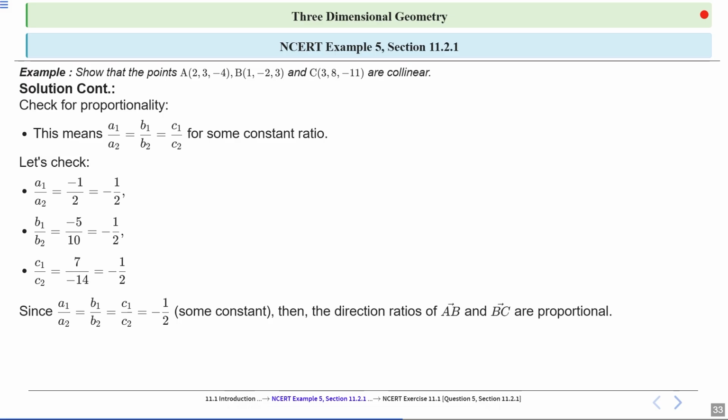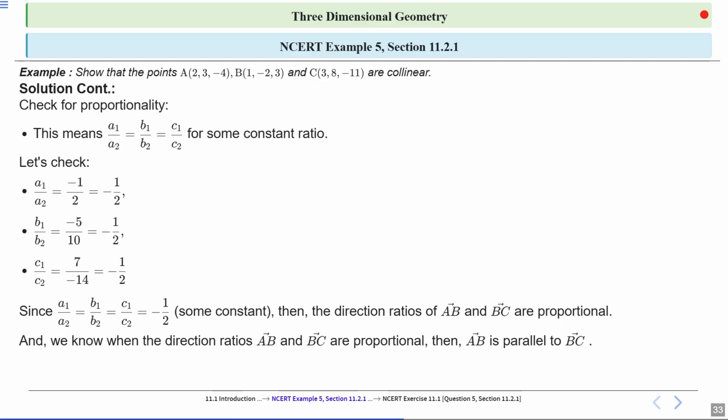Since A1 divided by A2 equals B1 divided by B2 equals C1 divided by C2 equals minus 1 by 2, some constant, then the direction ratios of AB and BC are proportional. Since the direction ratios of AB and BC are proportional, we can say that vector AB is parallel to the vector BC. So this is the key condition for collinearity in 3-dimensional geometry. Therefore, we can conclude that points A, B, and C are collinear.